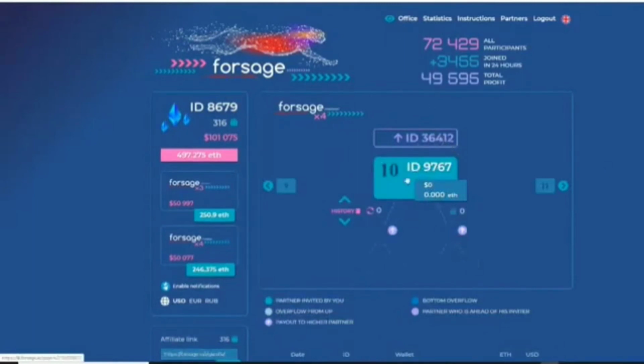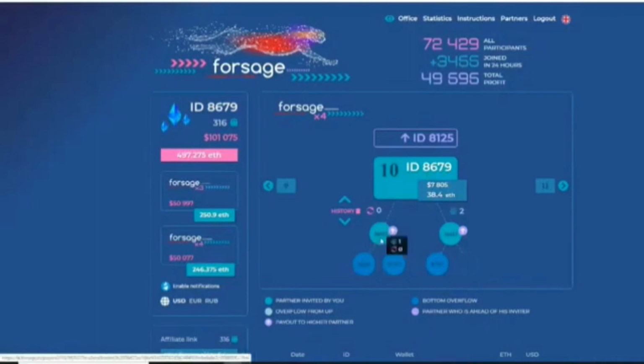If 9492 was active on the 10 slot, it would have fallen in his matrix, but he was not active, so it fell on 36412. Okay, I don't know why specifically this number, but that's how it happened. So now what happened is this guy appeared as a bottom overflow over here in my account. Okay, the same thing here.